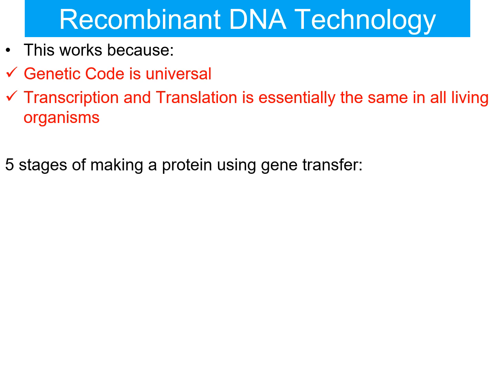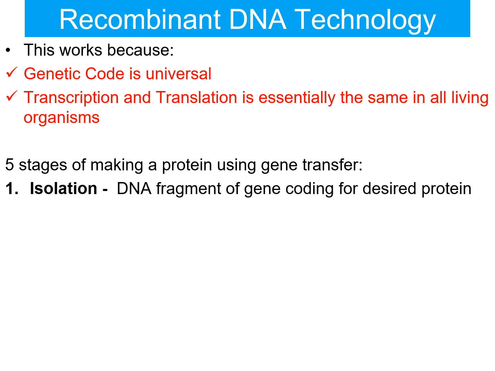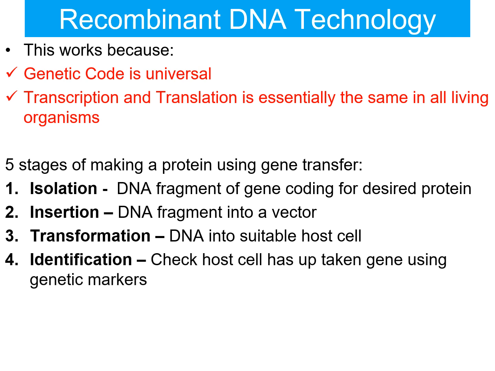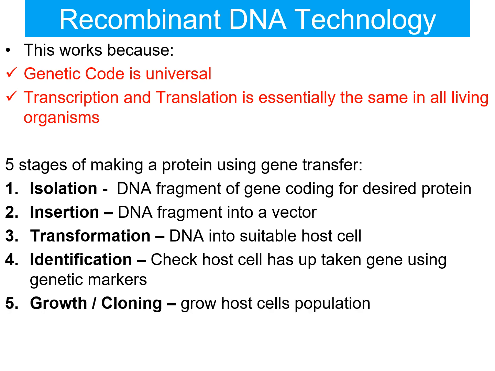This process will cover several videos. This is the first of the videos. The first stage of this process is isolation, which is what we're going to look at today. We'll then go into insertion. So how do you insert it into a vector, which in the A-level course is the plasmid? How do you get the plasmid into the suitable host cell, normally a bacterial cell in A-level? How do we identify whether the host cell has taken up the gene, and then we obviously make it grow.